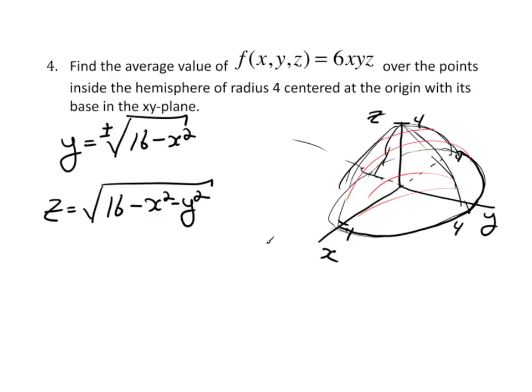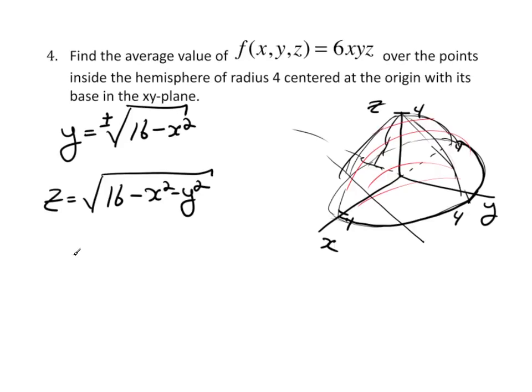So I know that z will go from 0 to this function. And y will go this way, from the negative of this to the positive of this. And then obviously x is going to go from negative 4, which is over here, to a positive 4, which I kind of covered up. So let's go ahead and write this triple integral out real quick.